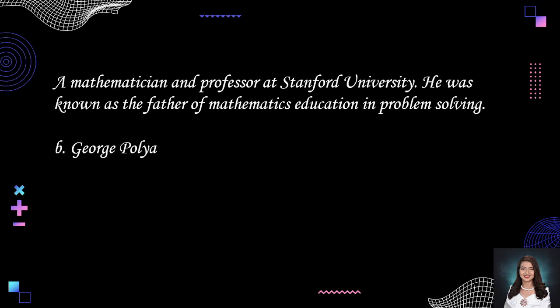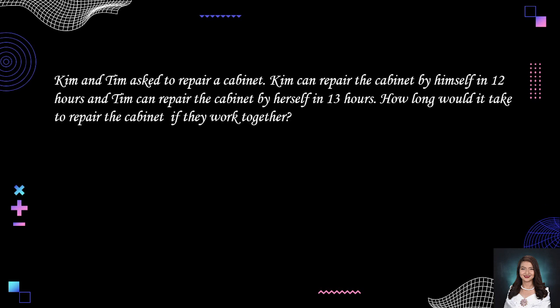The correct answer here is George Polya. George Polya has an important influence on problem solving in mathematical education. He stated that good problem solvers tend to forget the details and focus on the structure of the problem, while poor problem solvers focus on the opposite. And he designed the next question.